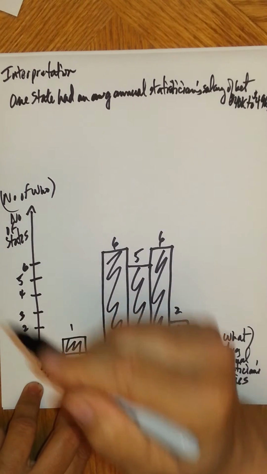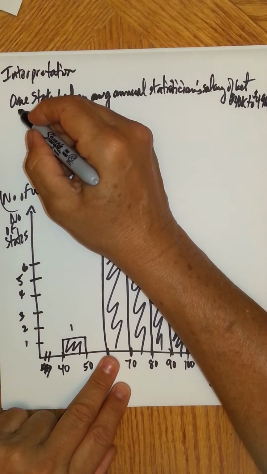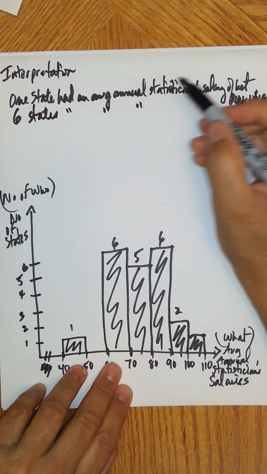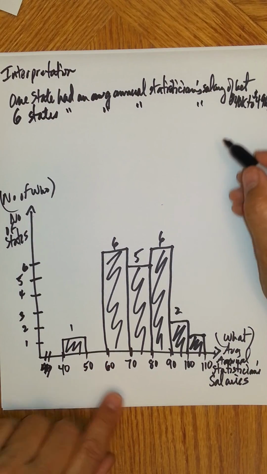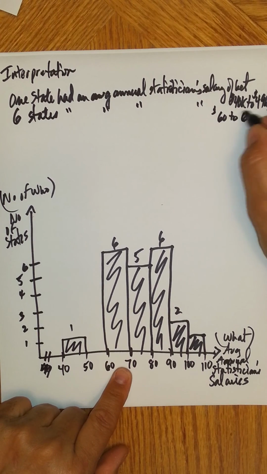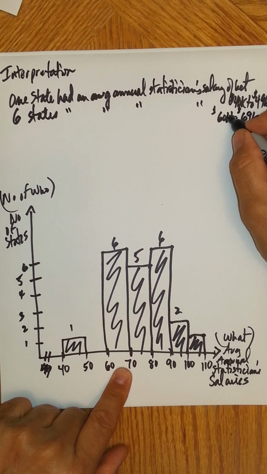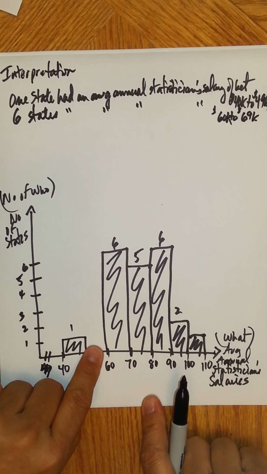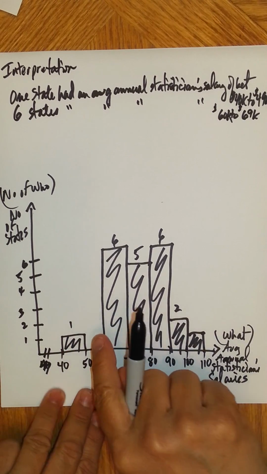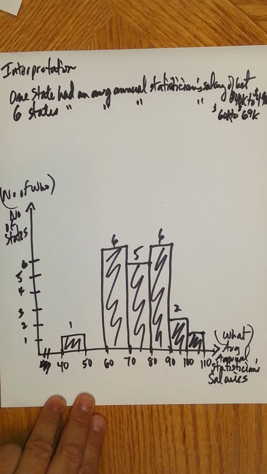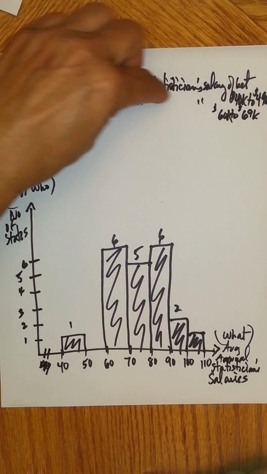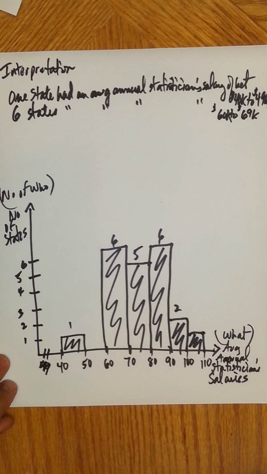Okay. Now let's go ahead and do this one. There were 6 states that had an average annual statistician salary of between, and you give the numbers, 60,000 to 69,000. And so on and so forth. Here there would be no states that had an average annual statistician salary of between 50 and 59. So essentially what you're doing is you're interpreting column by column in your head. You're saying this kind of sentence where you have this many of the who had the what, and between whatever range you're talking about. All right?